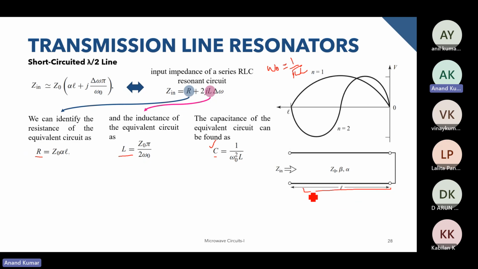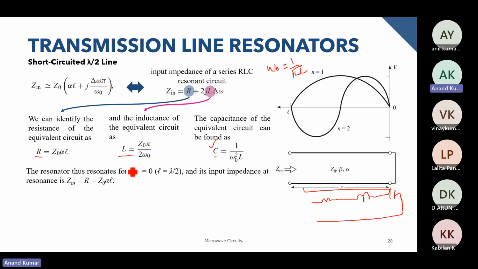So this particular resonator can be made equal to the simple circuit that we already had, and the resonator resonates for delta omega equals 0. If we make this delta omega equal to 0, that is when omega becomes equal to omega naught. In that case, the imaginary part becomes 0 and we see resonance, and the input impedance is again equal to the resistance, which is Z naught alpha L.